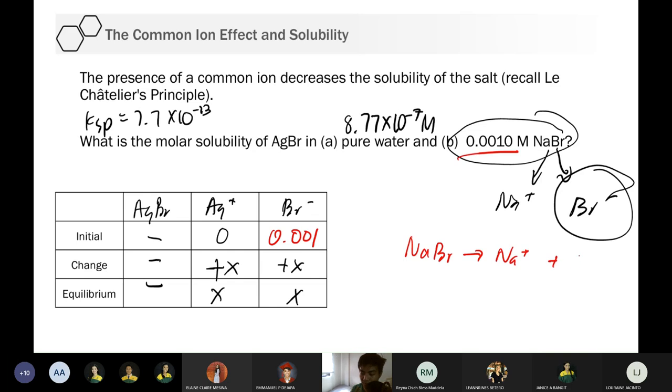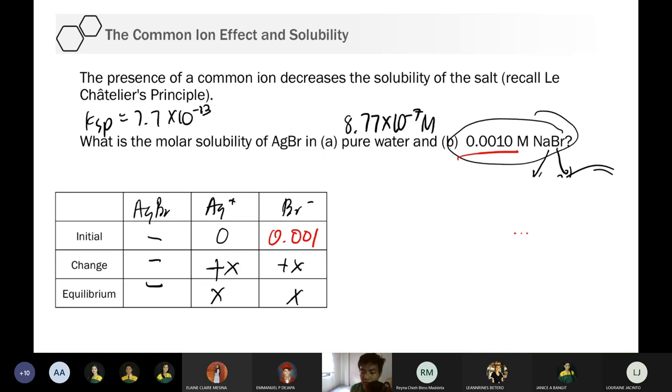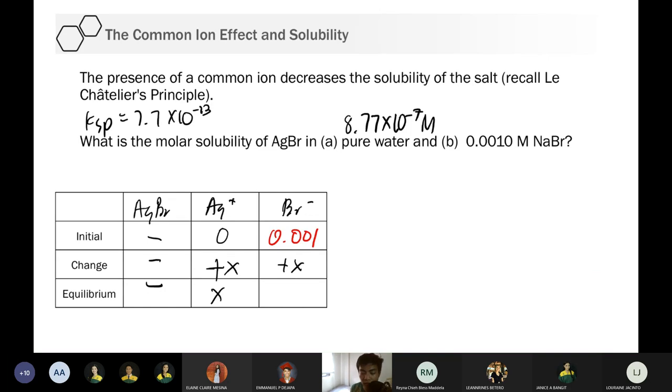Diba sabi natin, yan, magiging ions yan, diba? So, if this is 0.001 molar, that means the concentration of the other ions is also the same, provided that they have the same coefficients. No? So, that means yung bromide natin, that is 0.001 molar initially. Will that affect the equilibrium? Obviously, because nagbago yung I-stable natin. So, the addition of NaBr will affect the equilibrium directly. That's why mayroon tayong common ion effect.